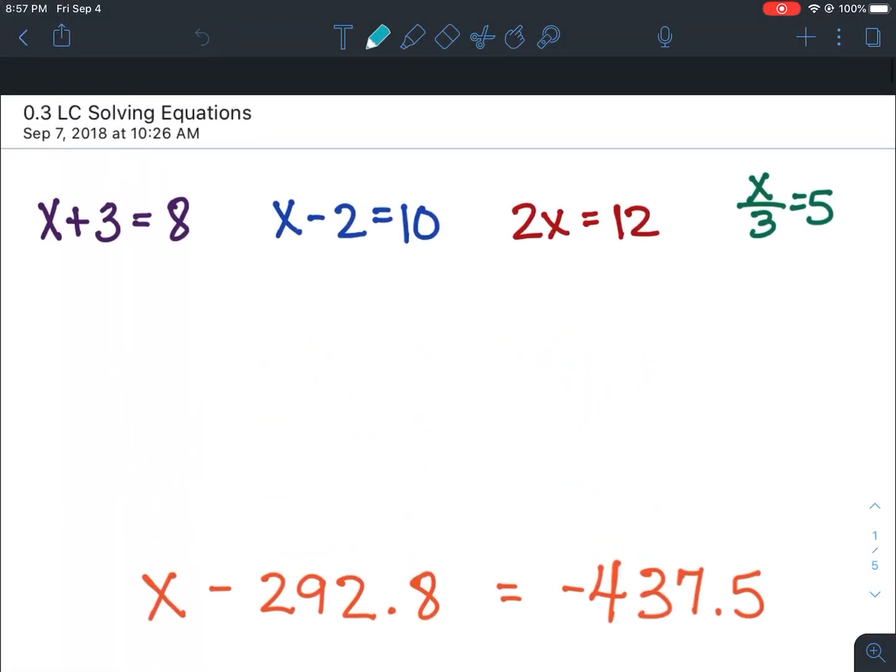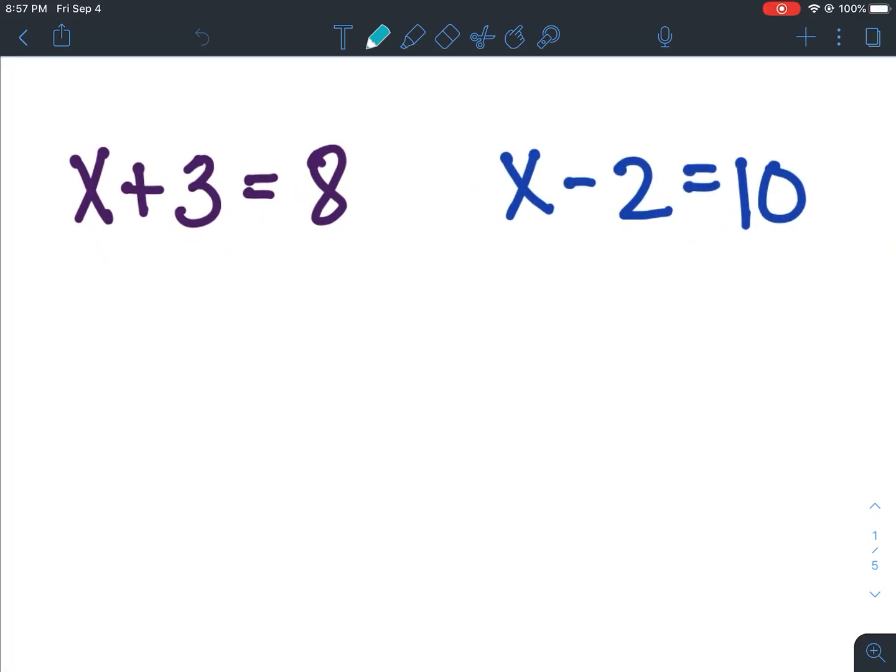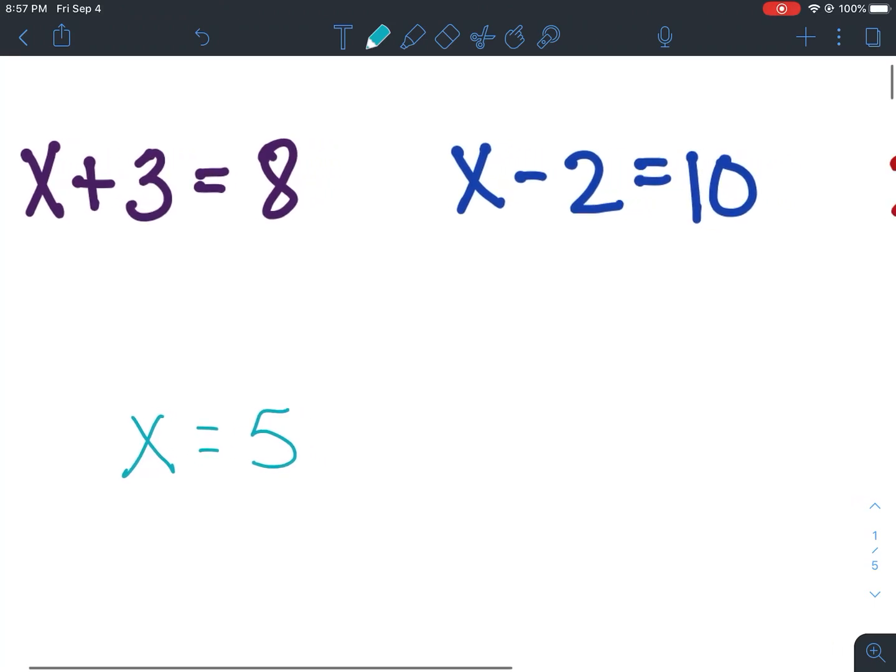So I have 4 equations here. Let's start with these 2. We can use mental math to solve these equations, all right? What number plus 3 would give you 8? Well, x would be, in this case, 5, because 5 plus 3 is 8. What number minus 2 would give you 10? Well, in this case, x would equal 12, because 12 minus 2 is 10.